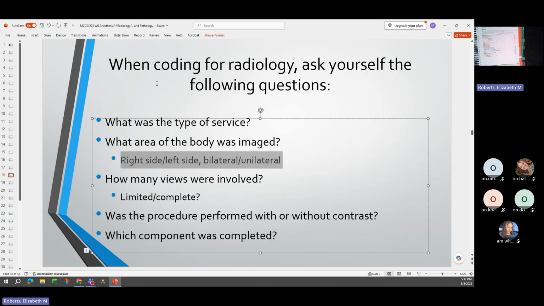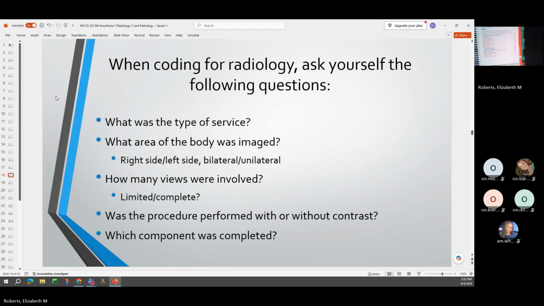If it is a paired organ, arms are paired. Breasts are paired. Eyes are paired. Paired meaning you have a right side and a left side, right? So if that's the case, you want to make sure that you identify the laterality of the procedure that was performed by using the appropriate RT or LT laterality modifier.